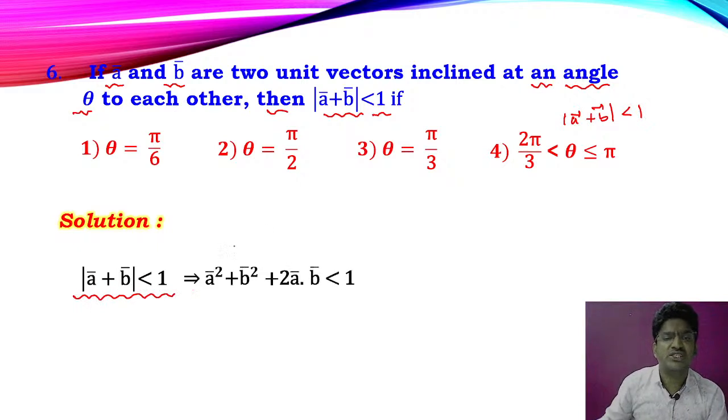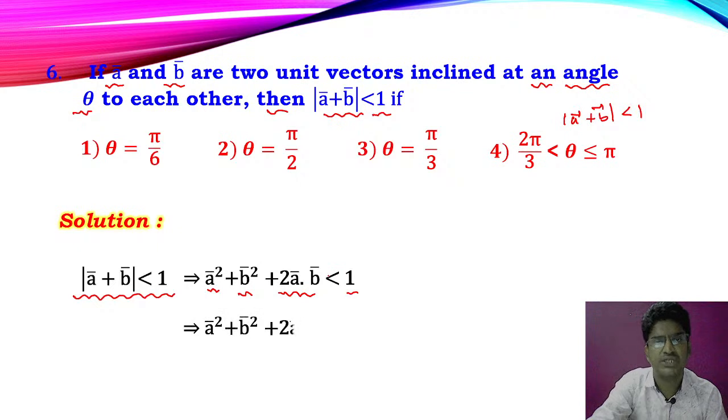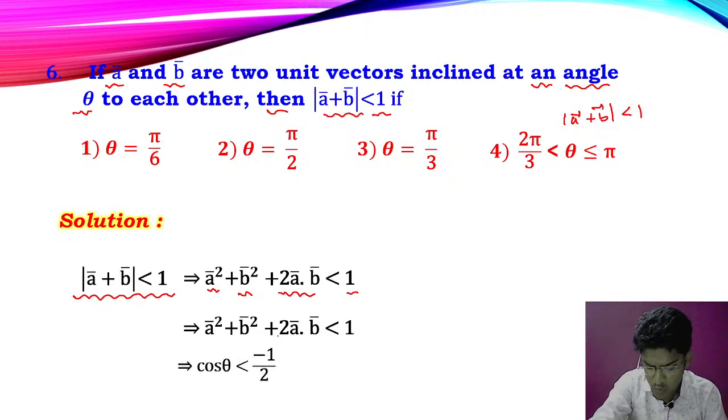For that, squaring on both sides, mod of A plus B squared will be vector A squared plus vector B squared plus 2 times vector A dot B, which is lesser than 1. So now you can write it as A squared plus B squared plus 2 times A dot B is lesser than 1.